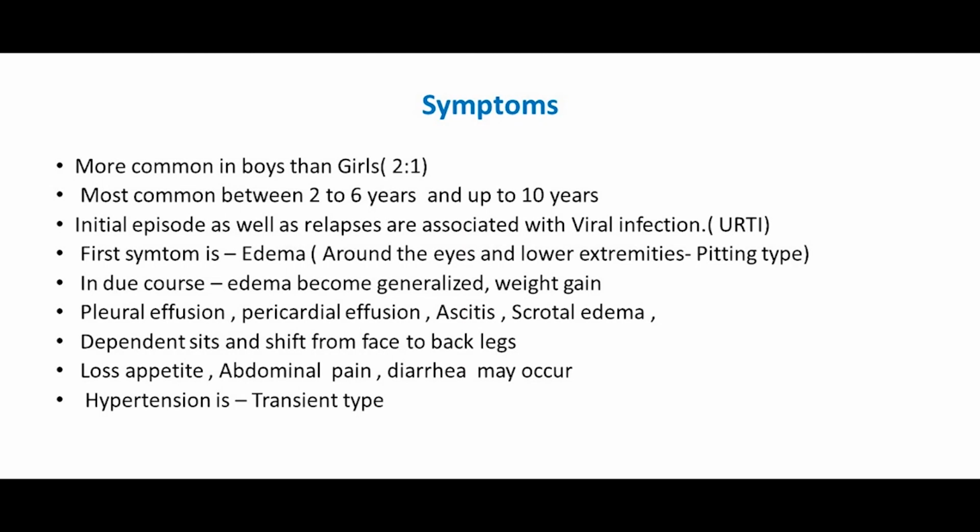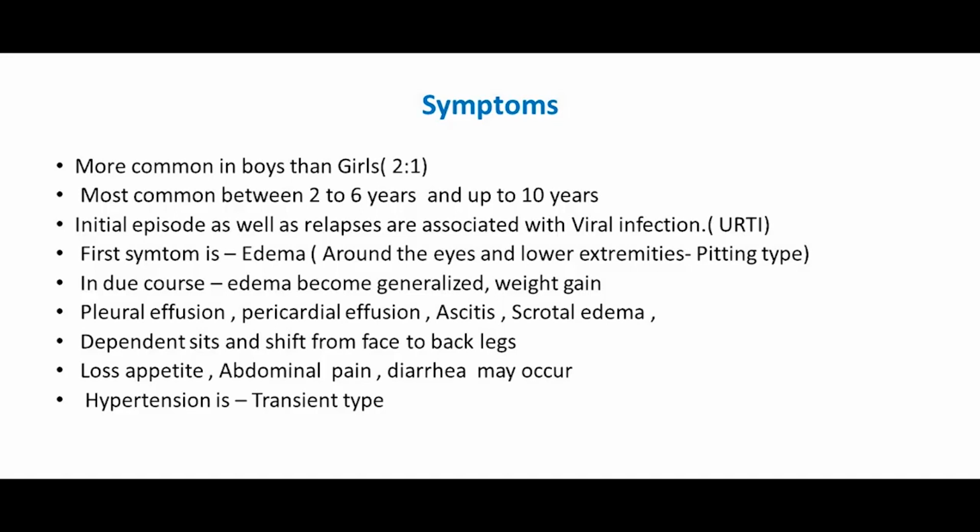Okay, so from the previous slide it is quite clear that in idiopathic nephrotic syndrome or minimal change nephrotic syndrome, the most commonly suspected cause is an immunological cause. There is an exaggerated immune reaction which is the basic cause for all these problems. Now let us see some of the symptoms. Again, as I told earlier, this is very common in boys rather than girls, in a 2:1 ratio, most common between 2 to 6 years and up to 10 years.